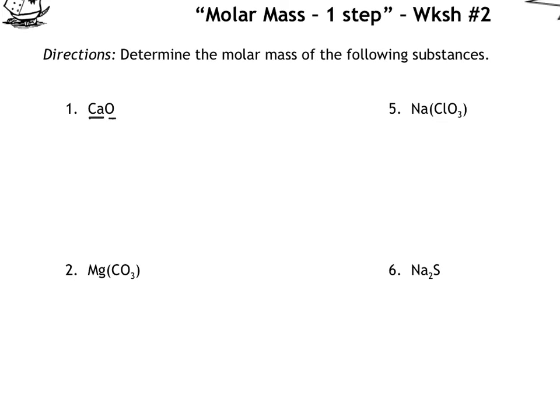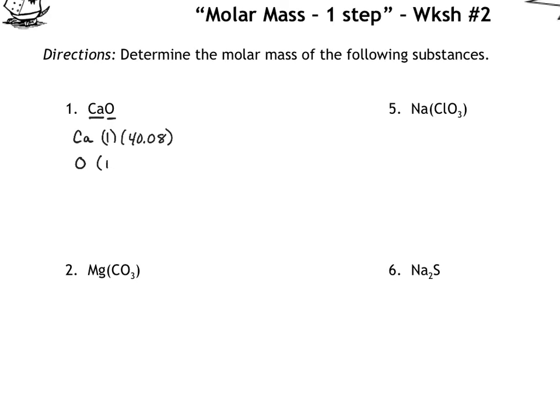The next element I have is oxygen, and the symbol is O. So I'm going to list them separately, Ca and then O. Well, I've got one calcium atom and I've got one oxygen atom. So the weight of calcium, if you look on your periodic table, you'll see at the bottom there. And I'm always going to take my weight to 2 decimal places. So I have 1 calcium, and I'm going to multiply that by 40.08.